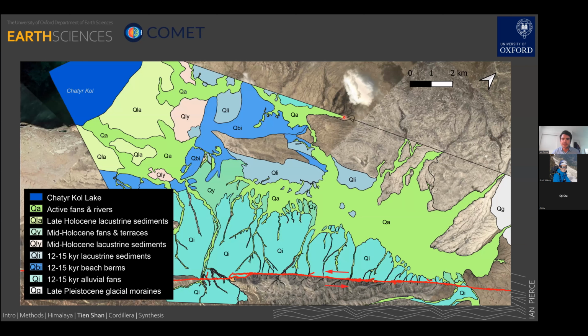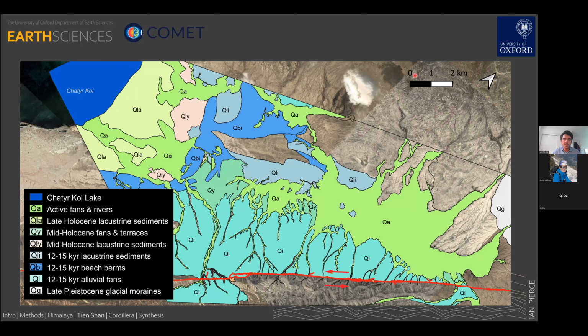Geomorphic mapping in the basin of this fault reveals a relatively simple story of landscape evolution. During the end of the Pleistocene Ice Age, runoff from melting glaciers in the mountains filled this lake basin with water. The lake built this high set of beach berms. These massive alluvial fans then graded to that high level of the lake.